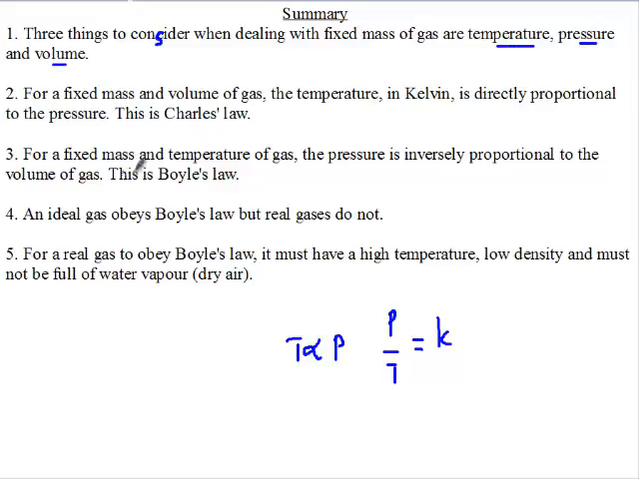For a fixed mass and temperature of gas, pressure is inversely proportional to the volume of gas. So P is inversely proportional to volume, which means P times V is equal to a constant. And this is known as Boyle's law. Any gas that obeys Boyle's law is called an ideal gas, but a gas that does not obey Boyle's law is a real gas.